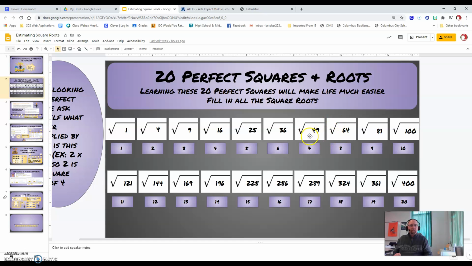I'm hoping that you guys are getting much, much better at it and that you would know that it's 49 and 64. So it falls between these two. So we know somewhere on the number line that the square root of 51 falls between 49 and 64.